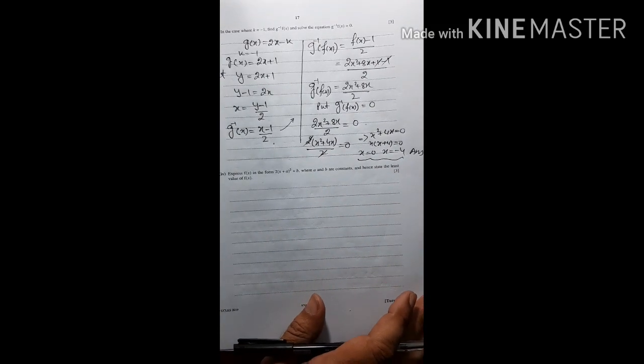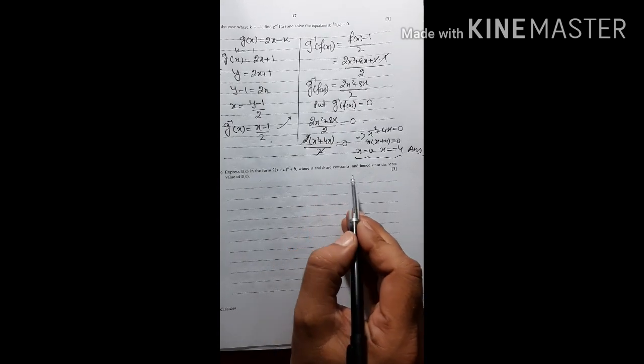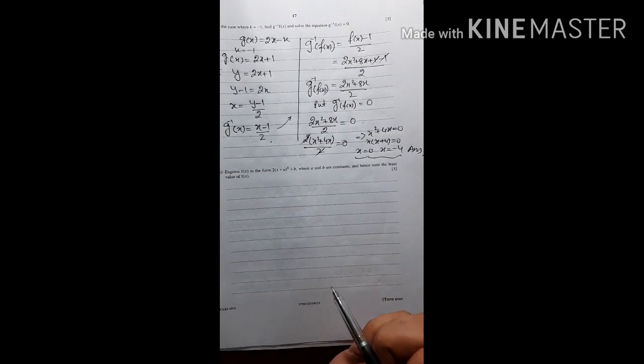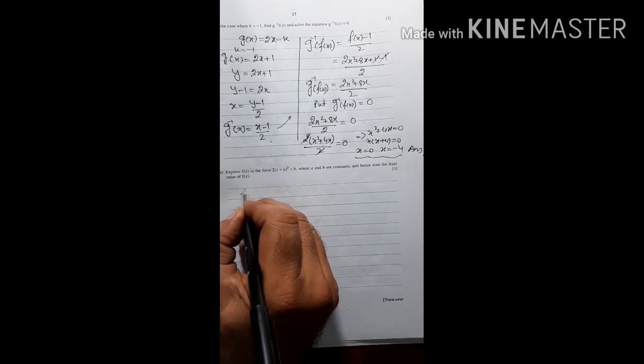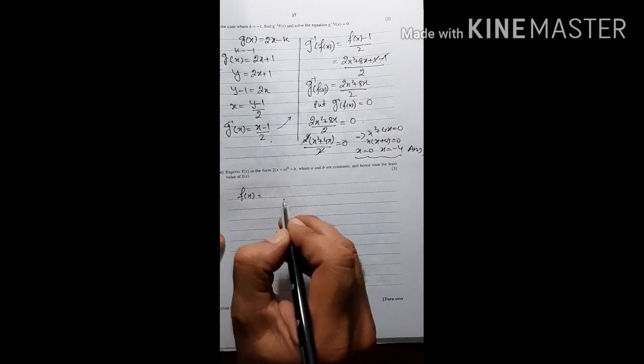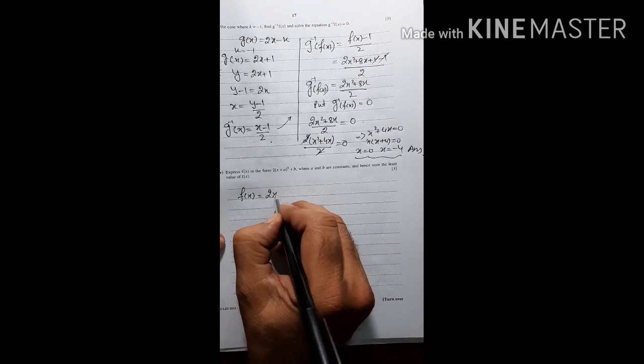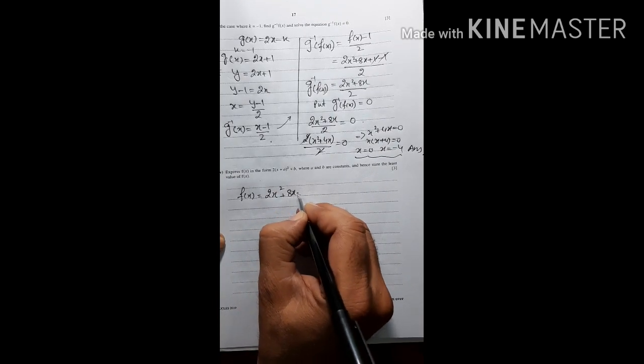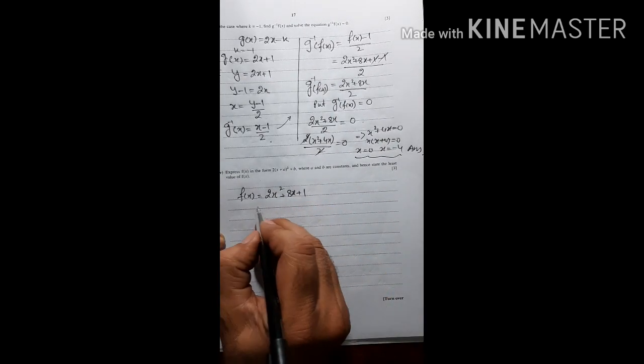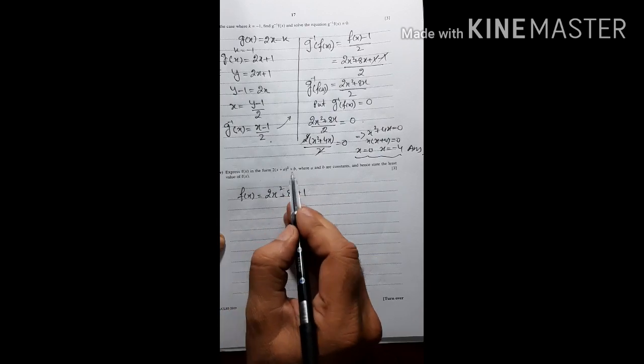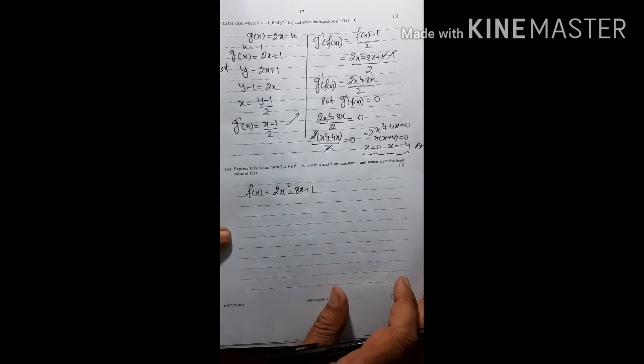Okay. Now, next part, express fx in the form this, wherein we are going to demonstrate the least value. Okay, we know fx is equal to 2x square plus 8x plus 1. So I'm going to convert it in this form, and it is called completing square form.